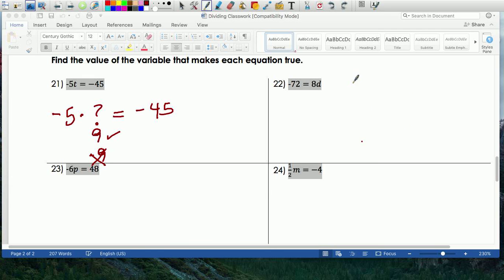Same thing here. Negative 72 equals 8 times this mystery number that's represented by the letter D. So 8 times what is 72? Well, it's either times 9 or times negative 9. Well, if I put positive 9 here, 8 times 9, they're both positive, I'm going to get 72. Well, it's not what I'm looking for. But if I put negative 9, 8 times 9 is 72. Positive times a negative is a negative. This is the answer I'm looking for.